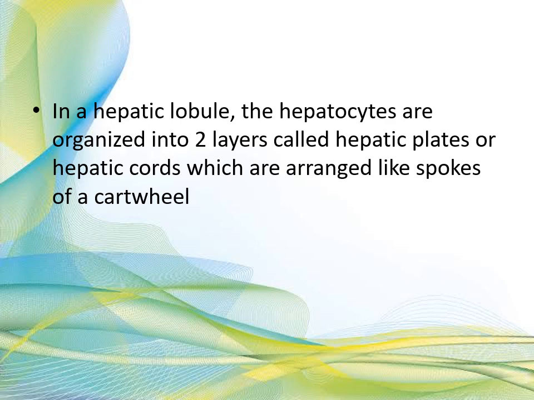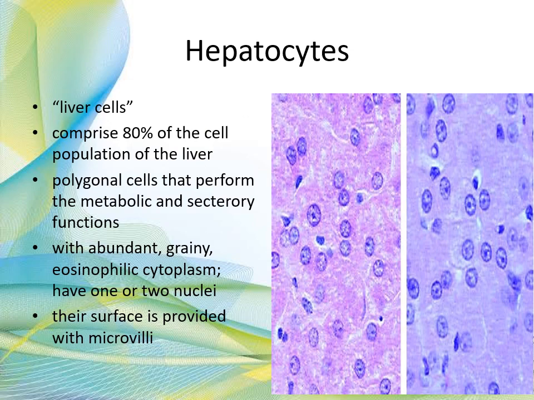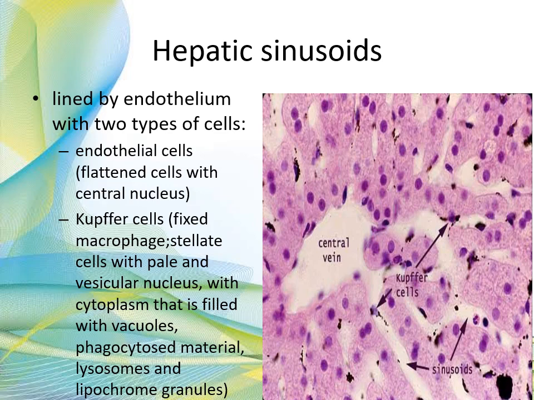The hepatocytes are organized into plates called the hepatic plates or the hepatic cords, which are arranged like spokes of a cartwheel. Hepatocytes are the liver cells. They comprise 80% of the cell population of the liver. Hepatic sinusoids are lined by the endothelium with two types of cells. We have the endothelial cells and the Kupffer cells.